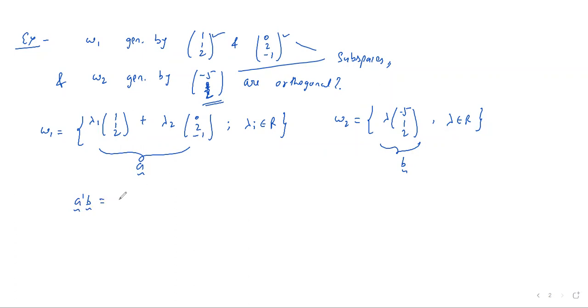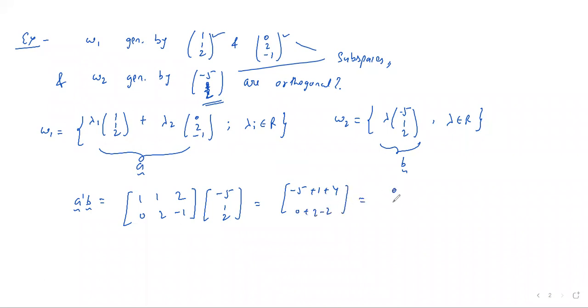For A minus B, we are going to consider that. Okay, let's just find that out. If I do A minus B, I'll write those vectors like (1, 1, 2), (0, 2, -1), and the B vector would be (-5, 1, 2). Now let's take the multiplication of this. This would be -5 plus 1 plus 4, and the other is 0 plus 2 minus 2. So here it comes 0 and 0. So I got a 0 vector.